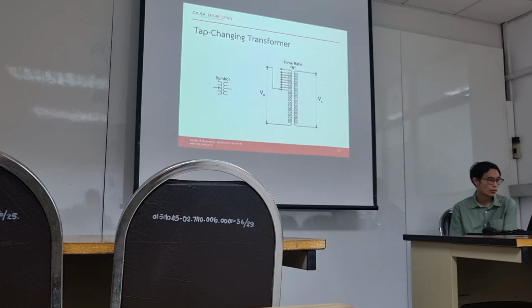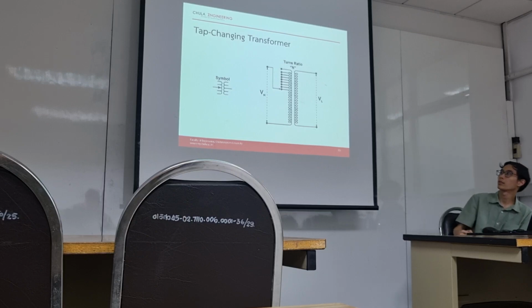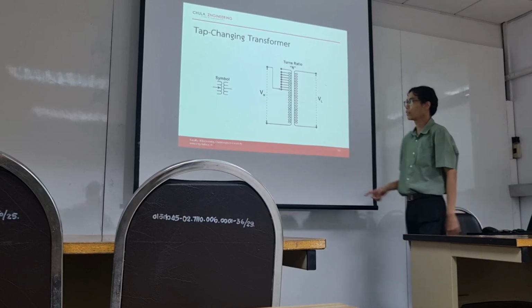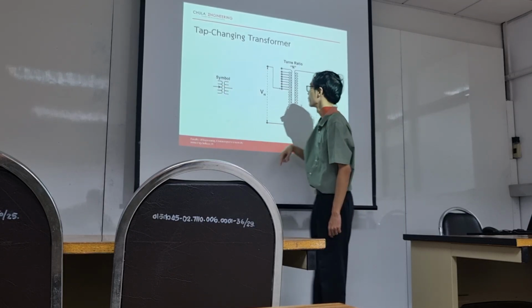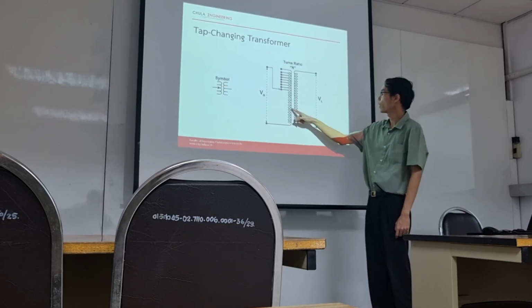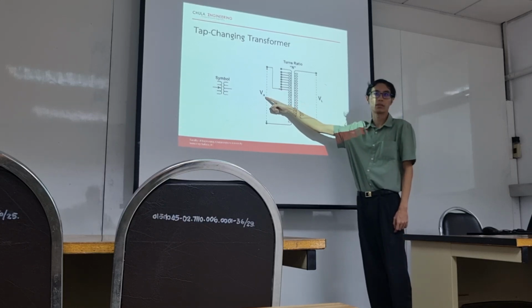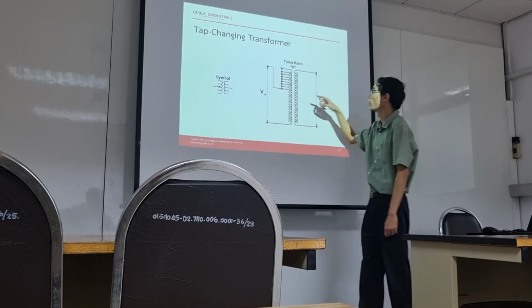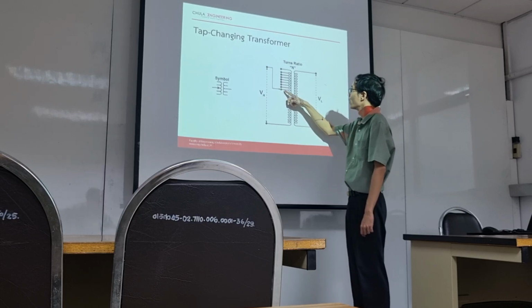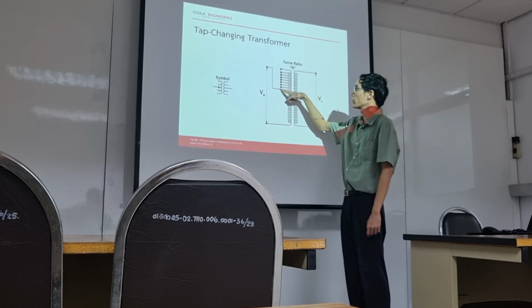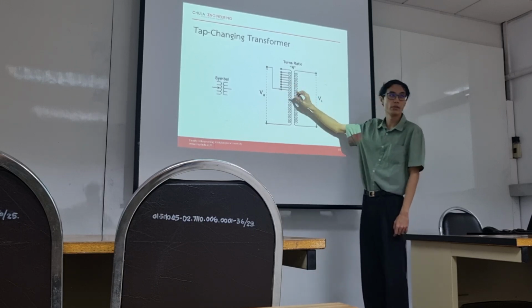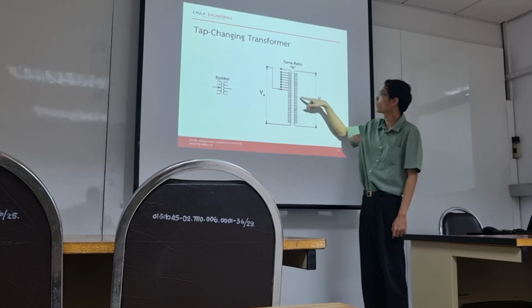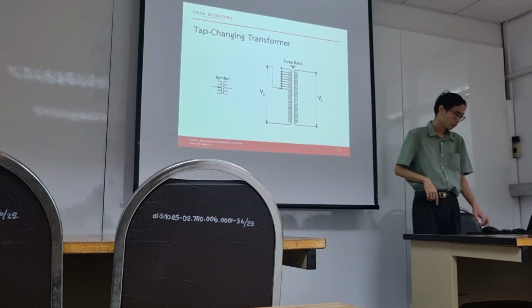This is the symbol of a tap changing transformer. You can see that there is an arrow here. You can adjust the tap. For this one, the tap is on the high voltage side, VH. You can change from this tap to this tap. When you change the tap, you can see that the number of turns here also changes, and also the turn ratio can be changed.